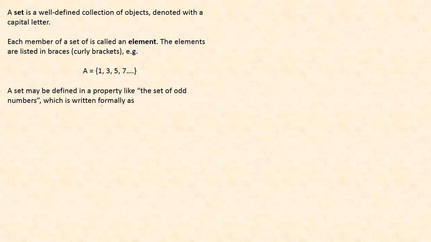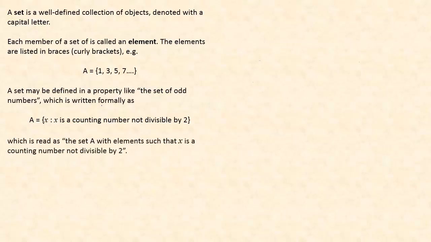A set may be defined by a property like the set of odd numbers, which is written formally as A consists of elements x such that x is a counting number not divisible by 2, and that defines all odd numbers. So we'd read that as the set A with elements such that x is a counting number not divisible by 2, exactly as it says here. So it's the colon here that is the "such that".